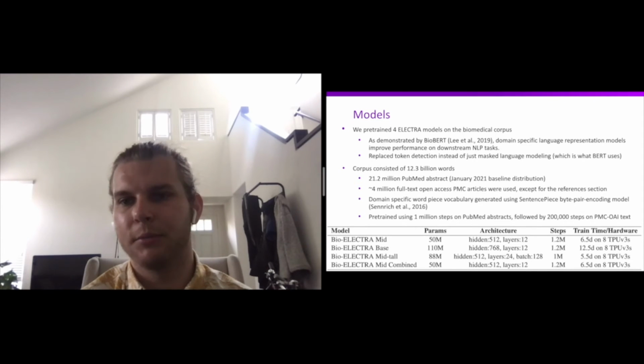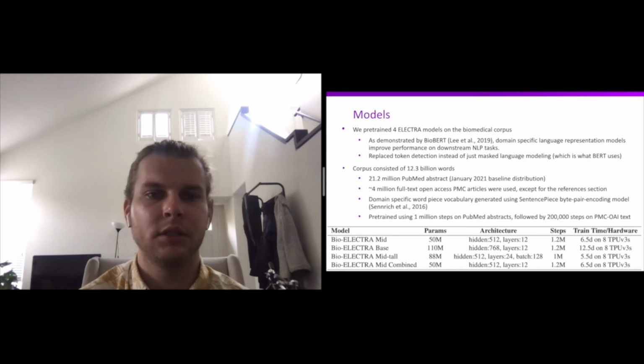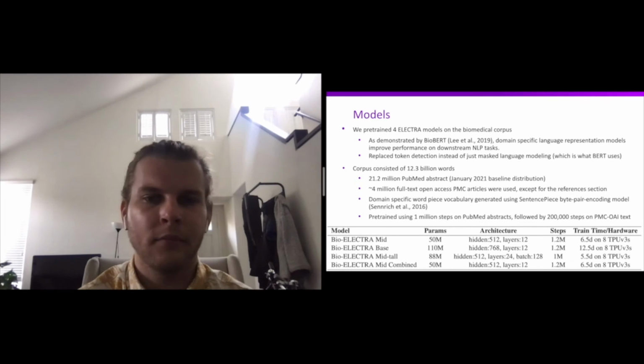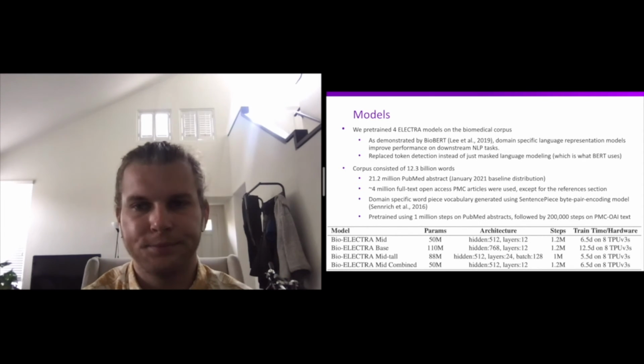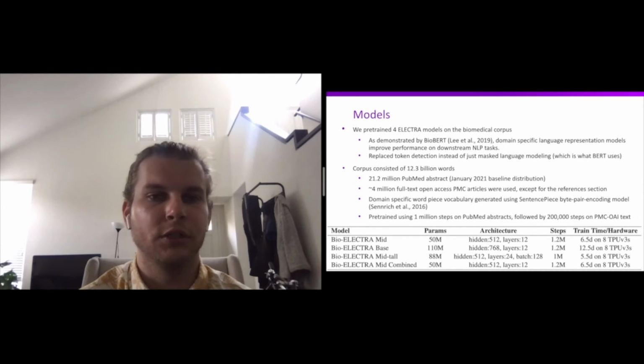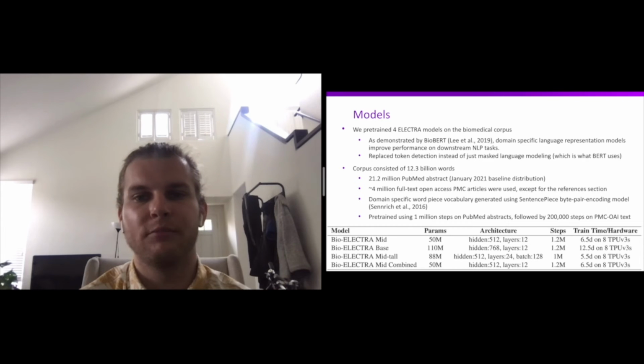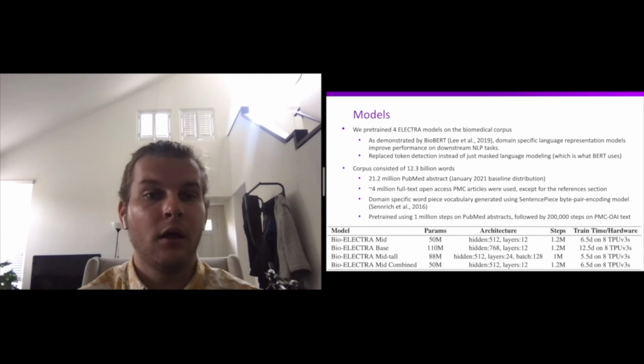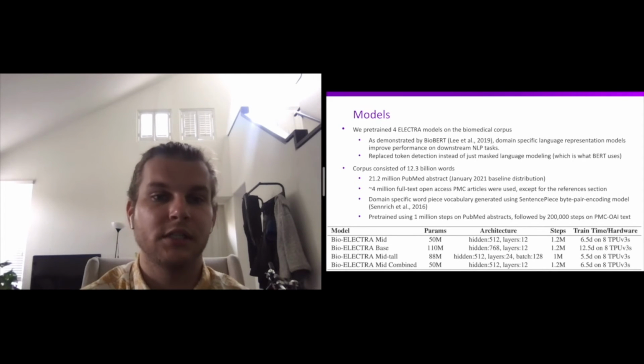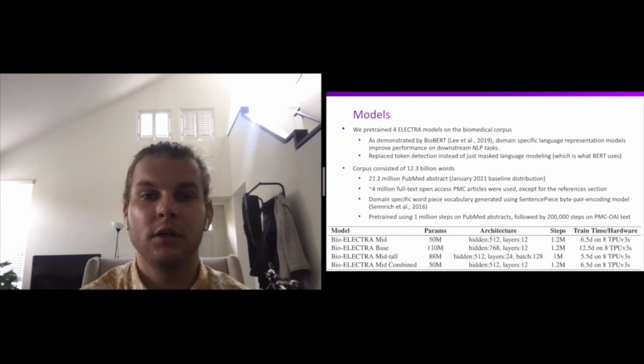BERT uses masked language modeling, which is where the model tries to reconstruct a masked token, whereas Electra uses replaced token detection, which is where a BERT-like small generator network replaces tokens with plausible alternatives, and then a discriminative model tries to predict if the token was replaced or not. And then our corpus consists of 12.3 billion words and is made up of 21.2 million PubMed abstracts downloaded in January 2021, and roughly 4 million full-text open access PMC articles, minus the reference sections, which we removed.